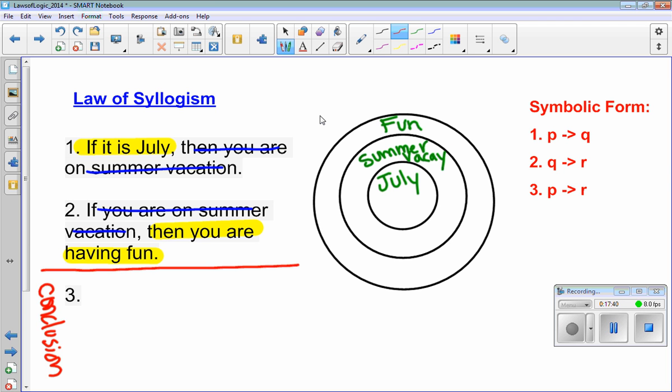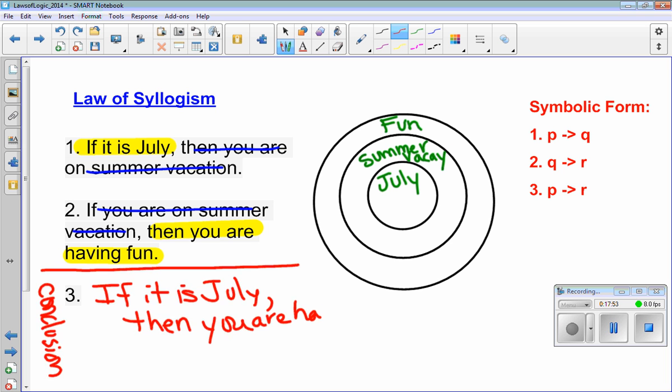Okay? And it's our valid conclusion. So if it is July, then you are having fun. Question? Like the transitive property. That's what I just said. Yep. Very similar. Yeah. Just like that.